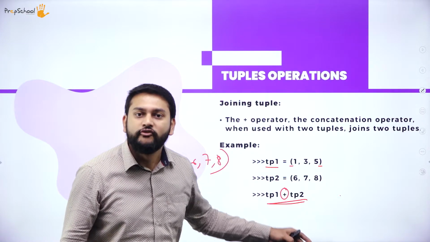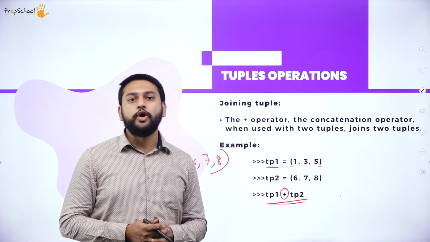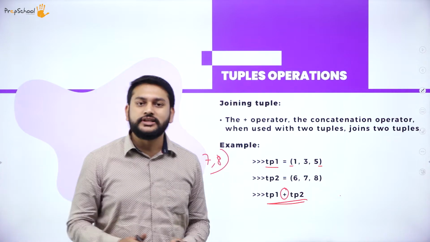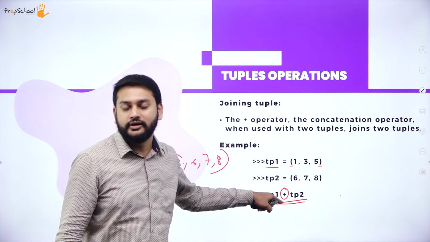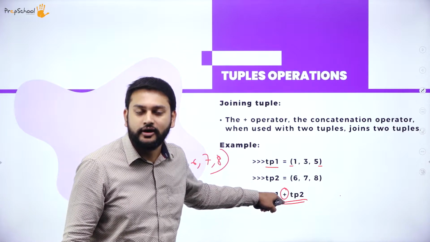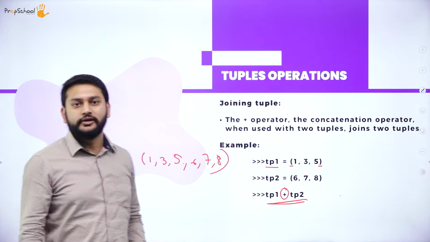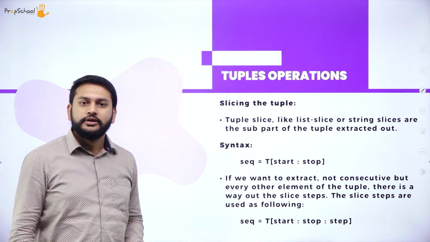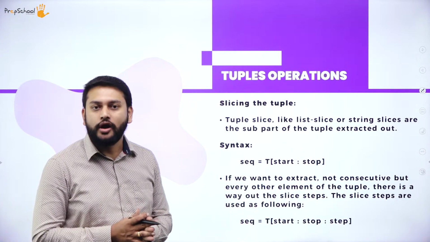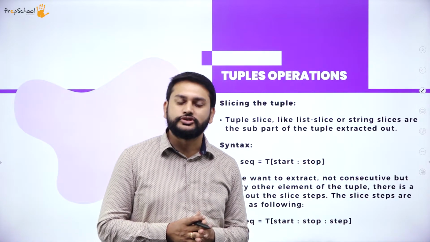So this is how we perform the joining operation. Joining operation is nothing but joining two tuples with the help of concatenation operator. That's what you need to understand here. It's all about the joining operator. Moving on to the next one, slicing the tuple. Slicing the tuple in the sense what? What exactly is slicing the tuple all about?